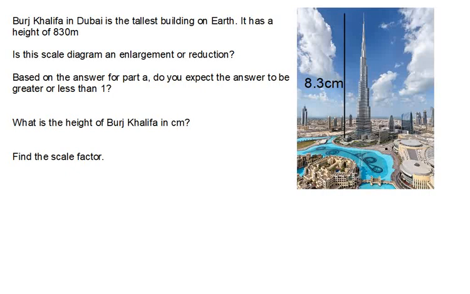Hello class. So let's look at an example of scale diagrams. The Burj Khalifa in Dubai is the tallest building on Earth. It has a height of 830 meters. So let's answer a few questions about this. Here we have a drawing of the Burj Khalifa.